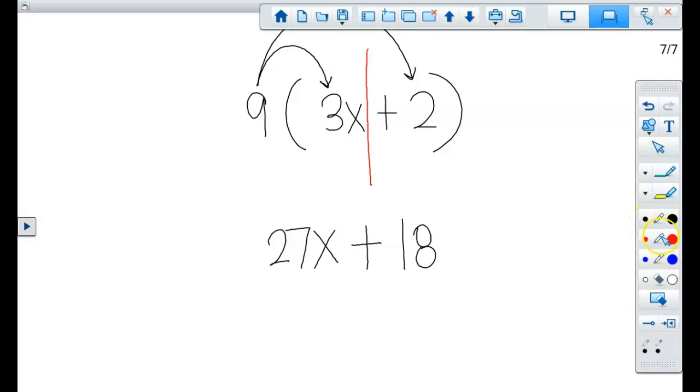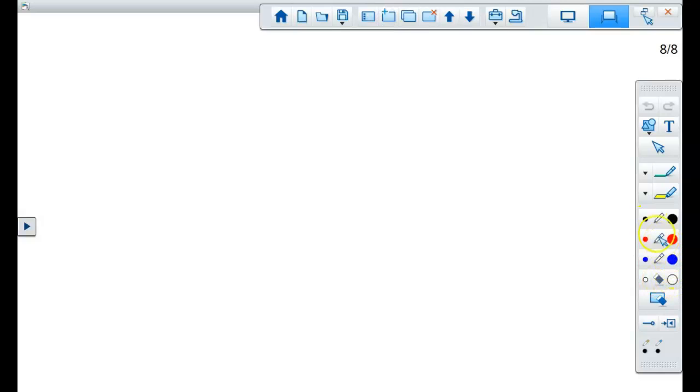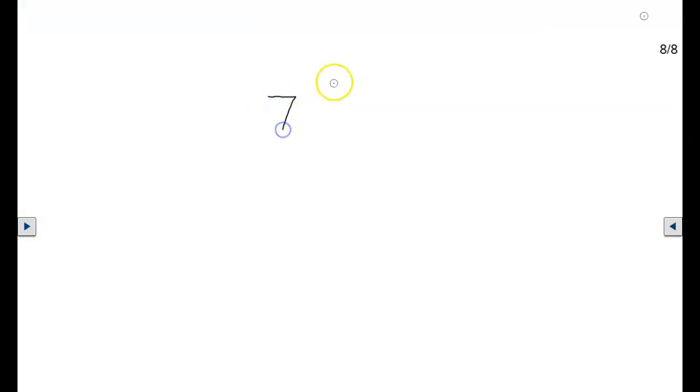All right, let's do one last one. On this last one, I think 7 times negative 4x plus 5. Pause your video for just a moment and try this one on your own. And when you've tried it, then turn the video back on to see how you did.